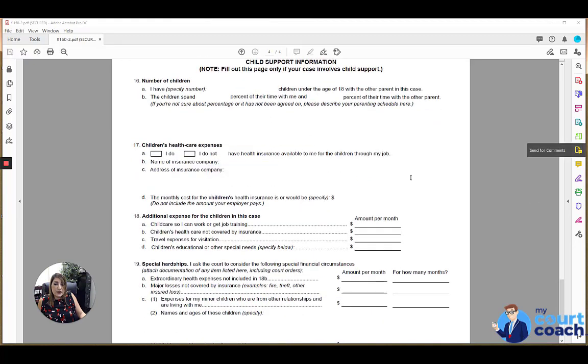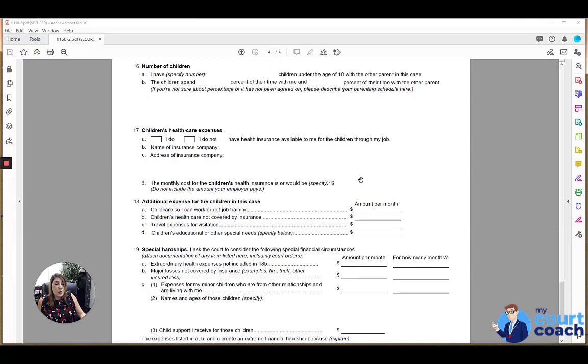You want to identify in line 17 if you have health insurance for the children, so you either do or do not through your job. You want to list the name of the insurance company, the address of the insurance company, and if you know how to separate out the amount paid for the children's insurance specifically, you would list that in 17D.